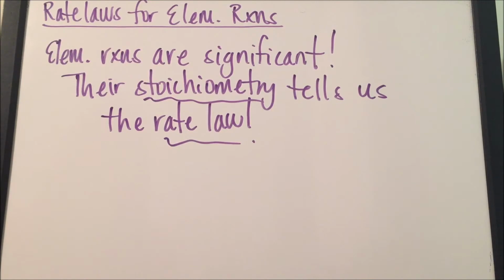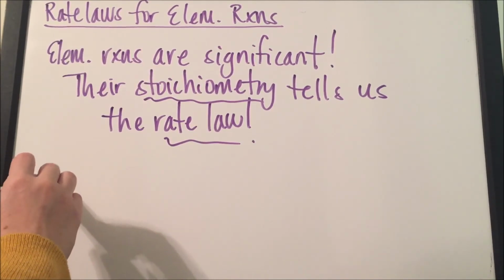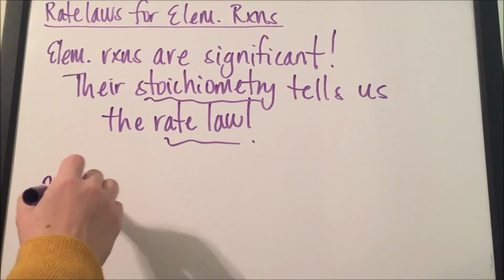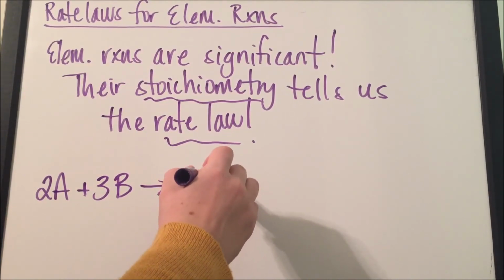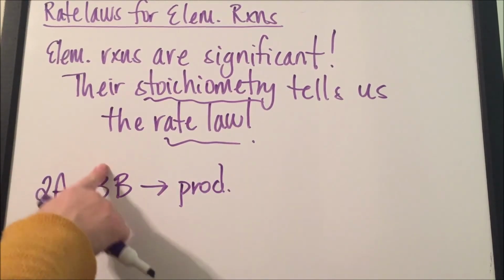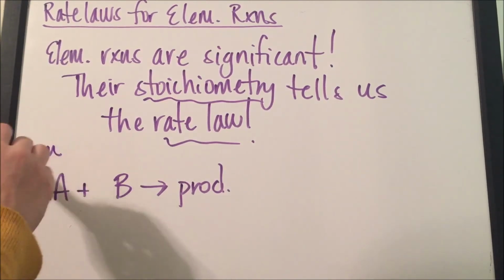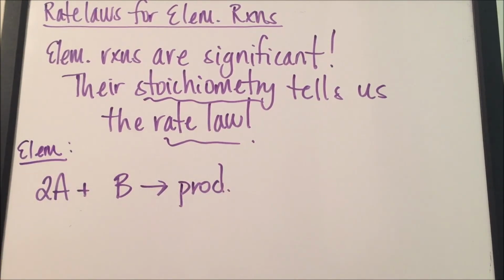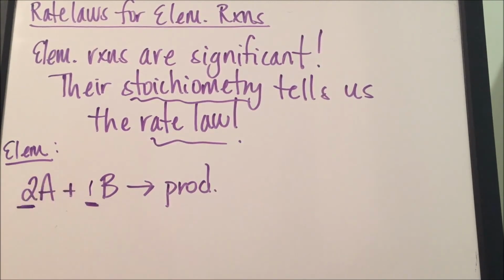So let's say you encounter an equation that looks something like this. That's a bad example. Let's change it to this. So let's say you happen upon this reaction and they tell you that this reaction is an elementary reaction. Now, they would have to tell you that in order for you to be able to do this. If that's true, then the stoichiometry of this becomes your reaction orders and you automatically know the rate law.